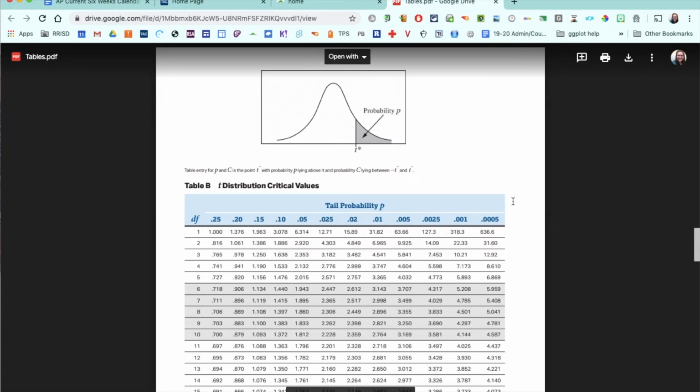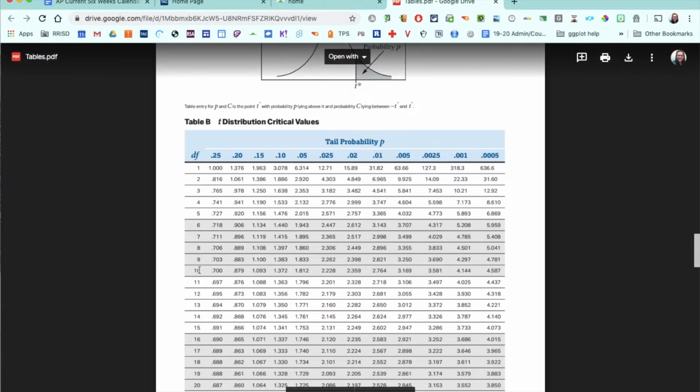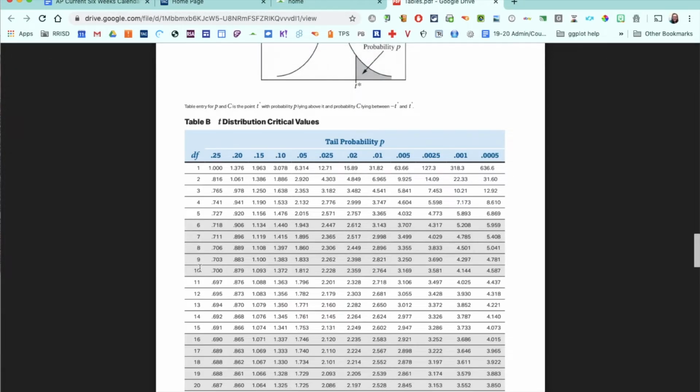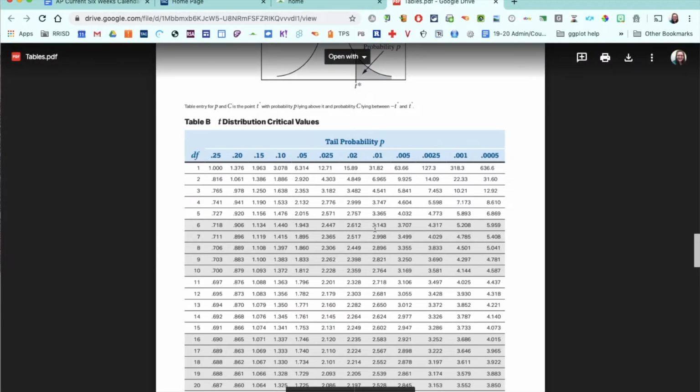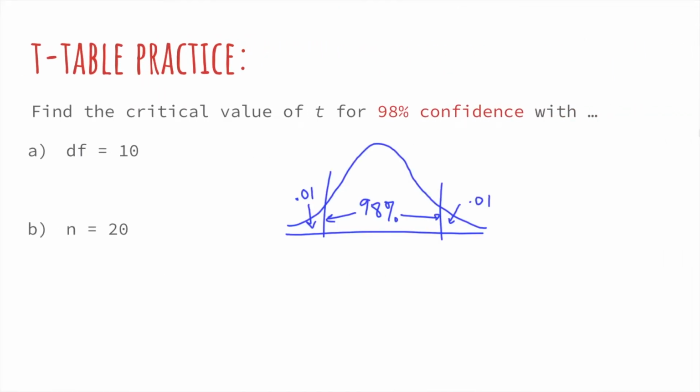But now on my t-table, along the top you have different tail probabilities. So I want my tail probability to be 0.01, and then I'm going to go down to the row that is 10 degrees of freedom. So with 10 degrees of freedom and 0.01 as my tail probability, my critical value, my t star, for that problem would be 2.764. So that would be my answer to this one. So t star is 2.764.